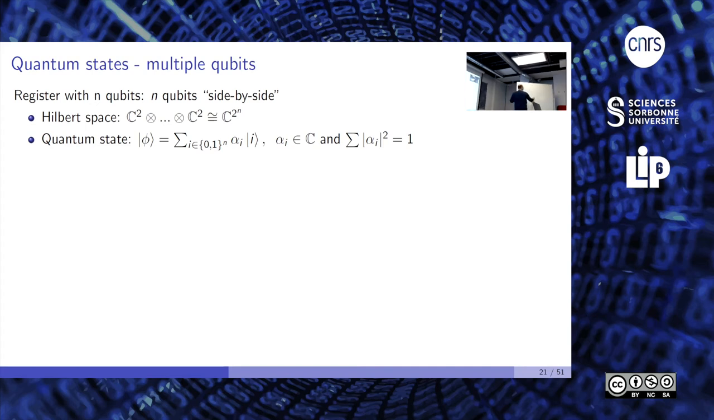Up to all ones, and this will be 0, 0, 0, up to 1. Okay, so this gives 2 to the n basis states, and for the state phi, you assign an amplitude alpha_i to each one of these basis states, respecting the fact that the sum of the norm squared of the alphas has to be 1. Okay, and then your qubit state will be the superposition over potentially all of these basis states.